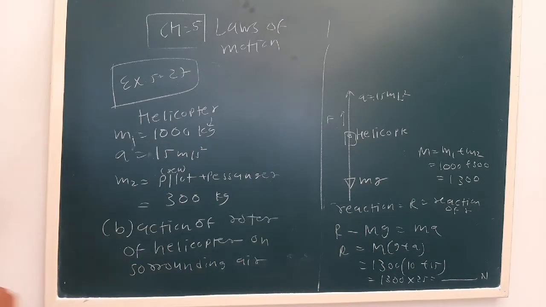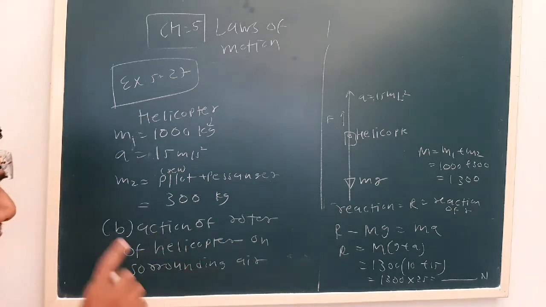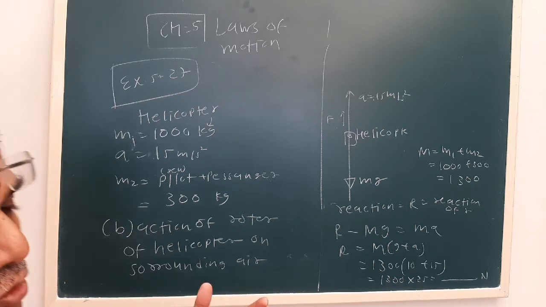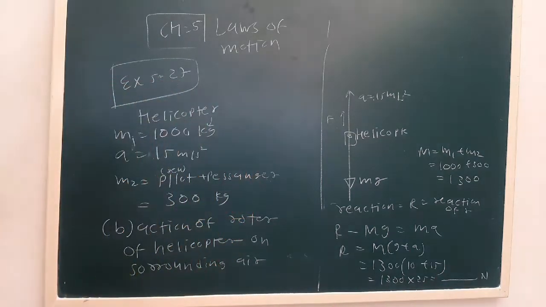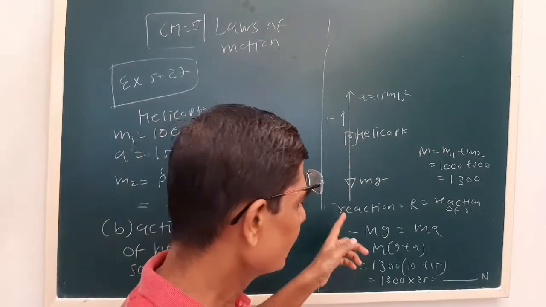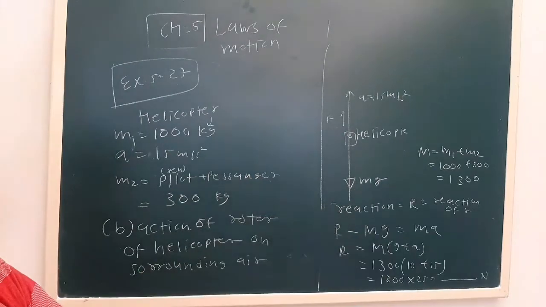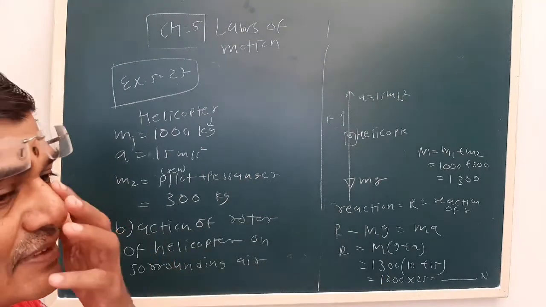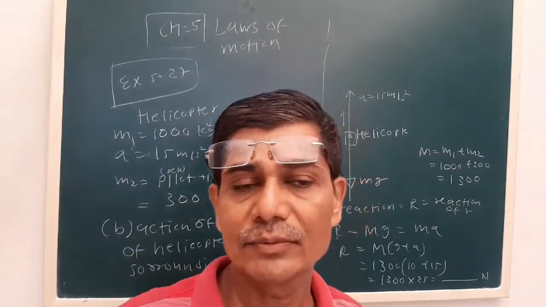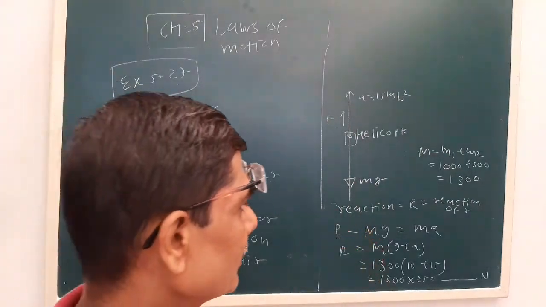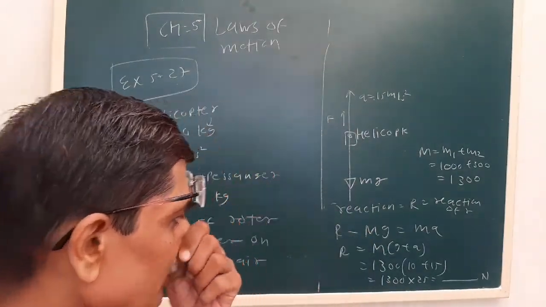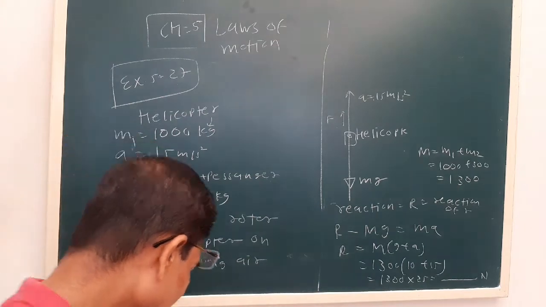See the second part is this, action or reaction of the rotor on helicopter by the surrounding air. So see the helicopter also is in motion. Okay, so first case we consider the reaction on the floor only by the crew and the passenger. So in that case we did not consider mass of the helicopter, but here we have to consider mass of the helicopter also. So in that case we get the second answer like this.